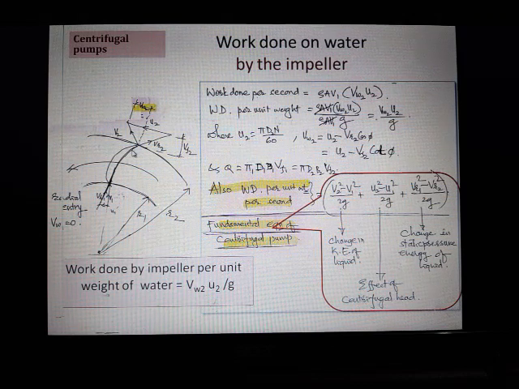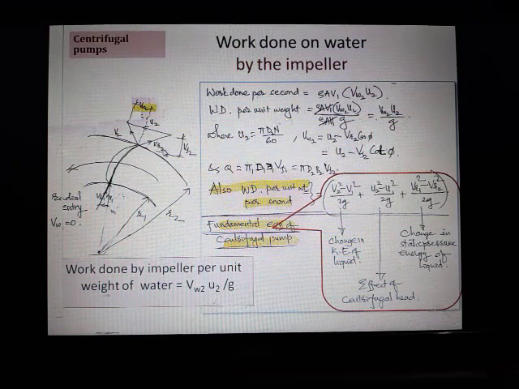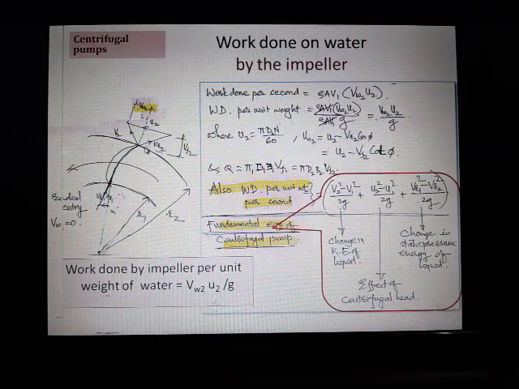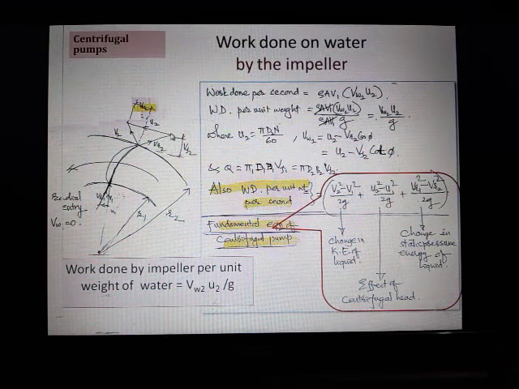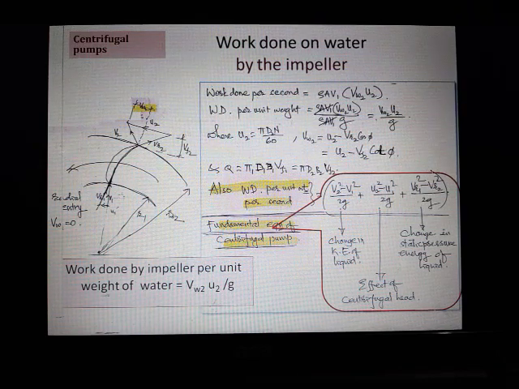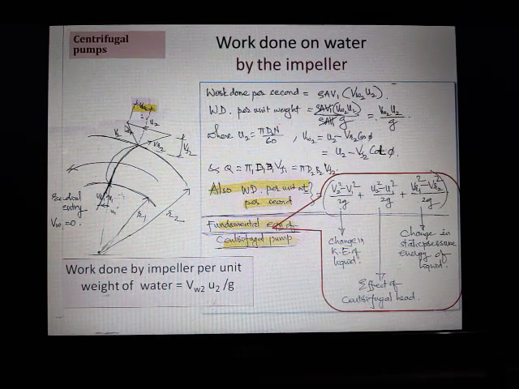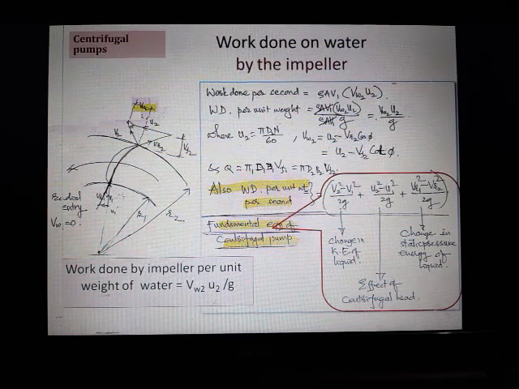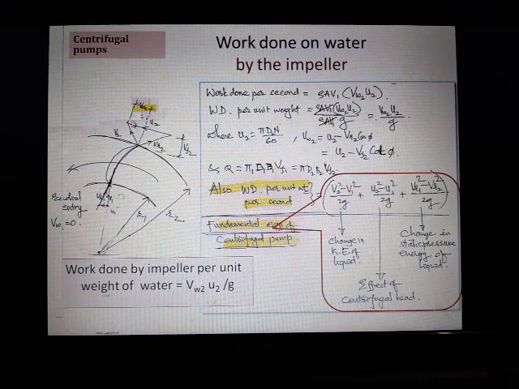Now when you go out of this vane, in line with this, what comes out is vr2, and the angle made is obviously phi here, and this is u2. u2 is given by r2 into omega. So the equation is vr2 plus u2 is equal to v2.